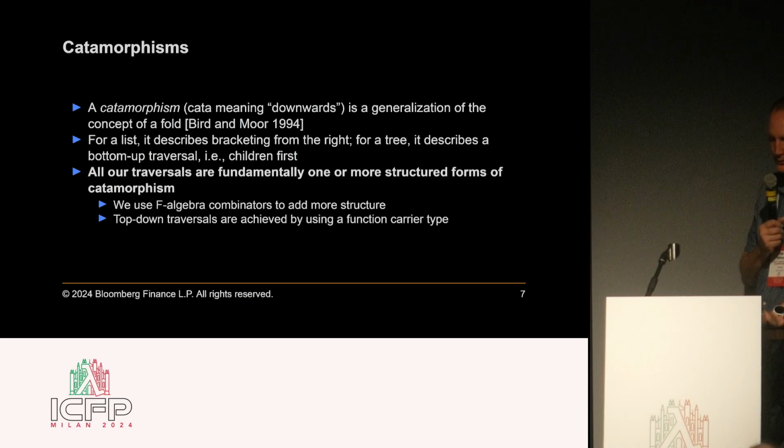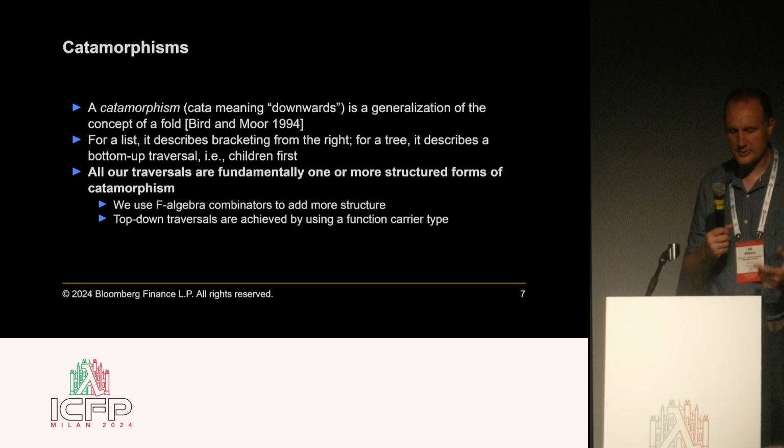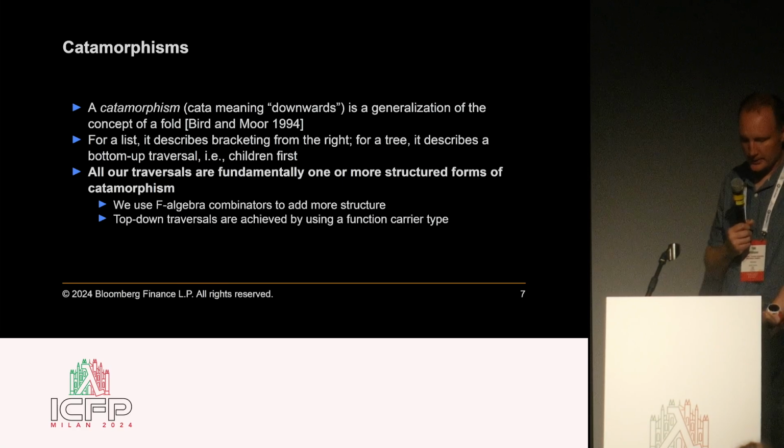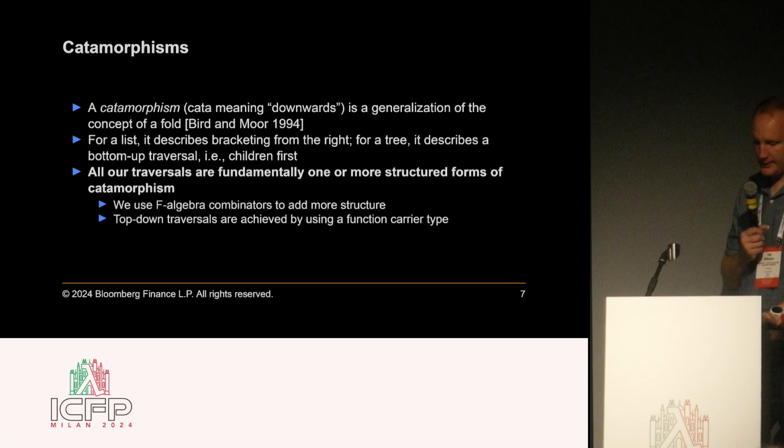And we actually use F-algebra combinators to add more structure. So we're thinking in terms of F-algebras. Many of these combinations have fancy names, paramorphisms, zygomorphisms, and so on. But essentially, they are all combinations of adding structure to a catamorphism. For top-down traversals, we achieve that by using a function carrier type, a higher-order carrier type.